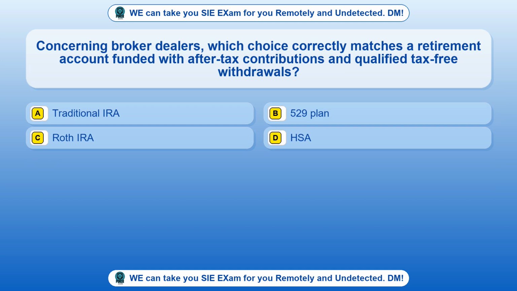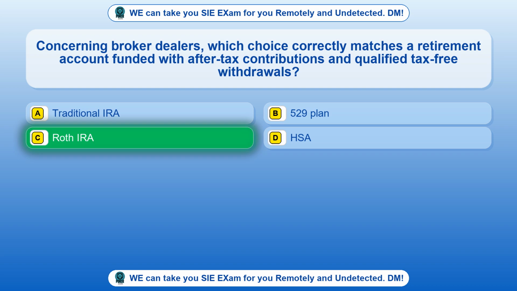Question 79. Concerning broker-dealers, which choice correctly matches a retirement account funded with after-tax contributions and qualified tax-free withdrawals? Option A, Traditional IRA. Option B, 529 plan. Option C, Roth IRA. Option D, HSA. The correct answer is option C, Roth IRA.